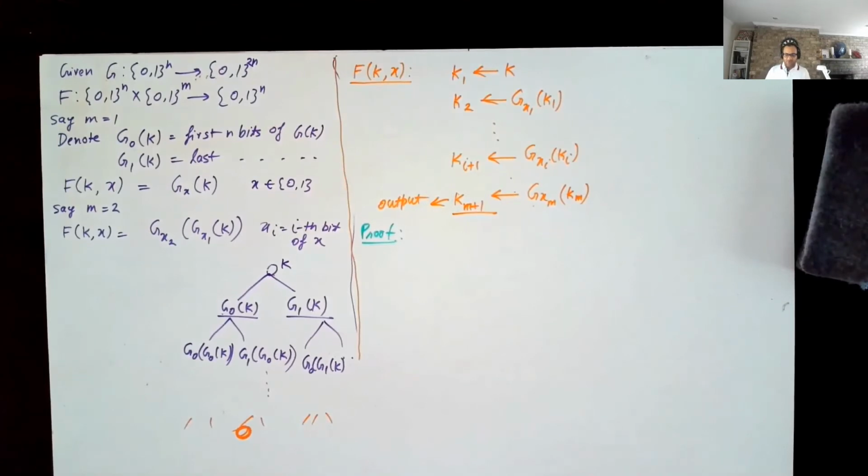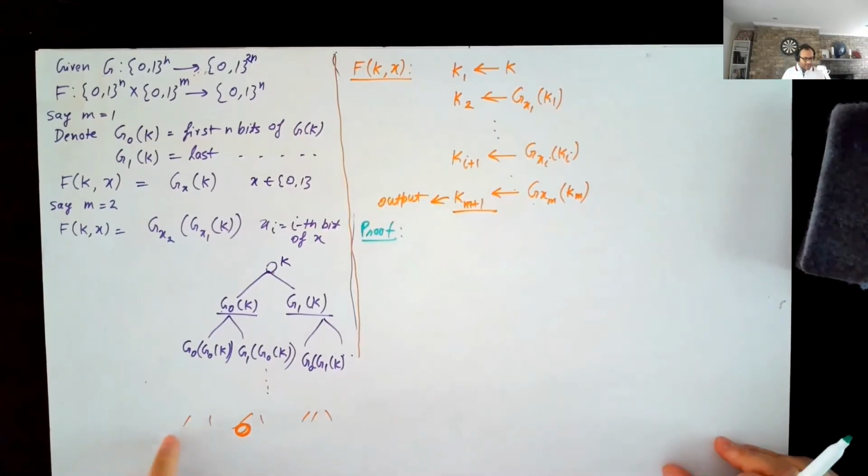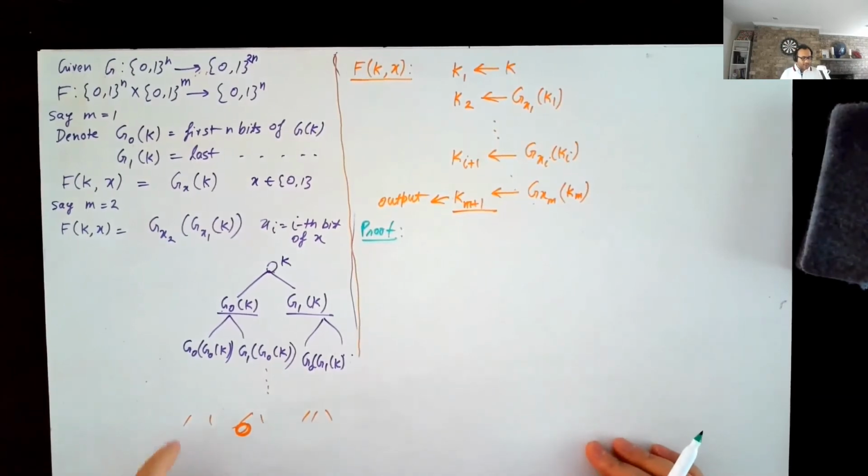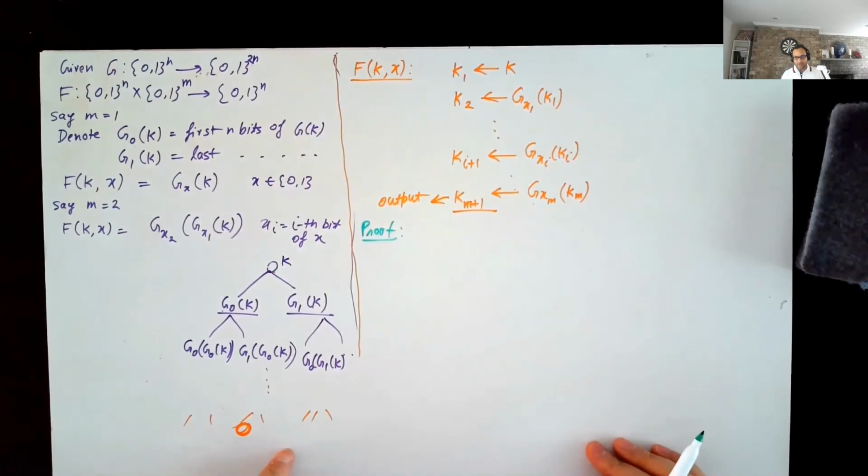Now, how do we prove that this whole thing is secure? This is a slightly not so straightforward hybrid argument, but still not so bad. There are two things to keep in mind. First of all, we cannot hope to take this whole tree because it's exponential size. We cannot hope to replace each leaf by uniform. That's not what we want to do.